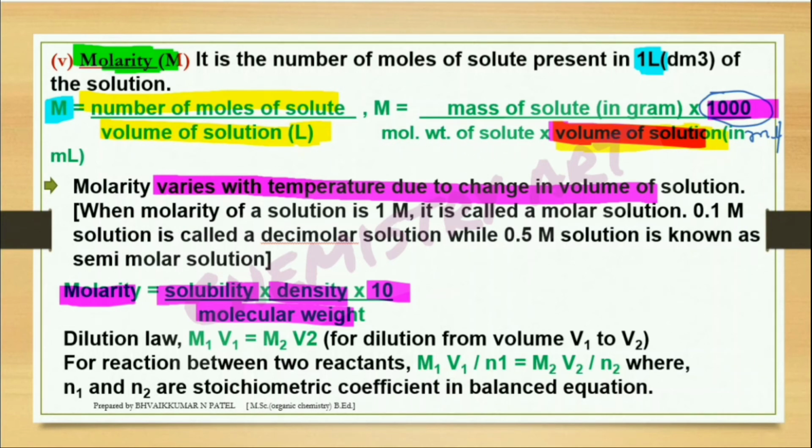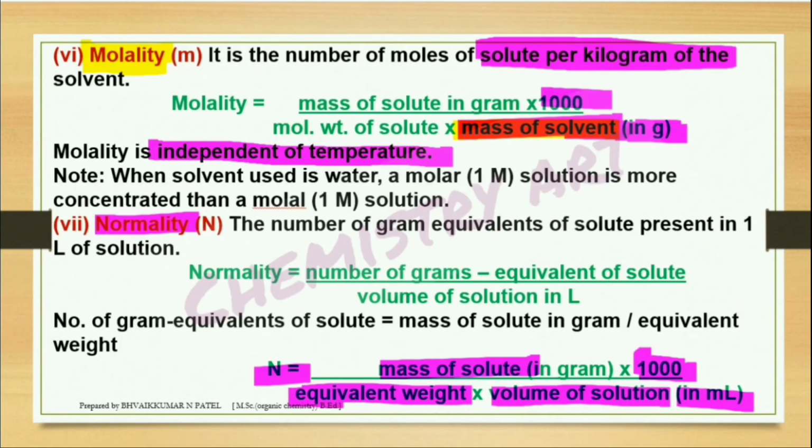And in normality, what are we taking? We are taking the equivalent weight. Clear? So this is the small difference, and you should know what equivalent weight is. Let me explain another formula. Normality is equal to number of gram equivalents of solute divided by volume of solution in liters. Number of gram equivalents means mass of solute in gram divided by equivalent weight.